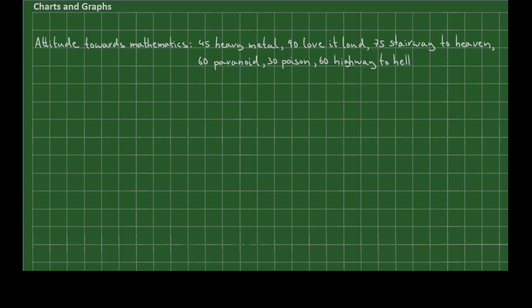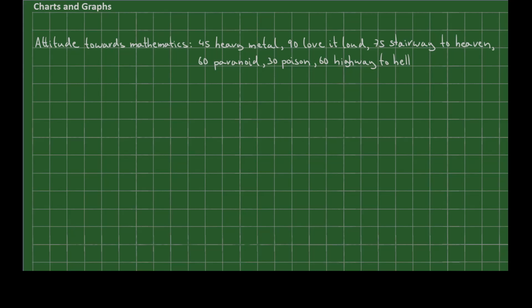Some of them think that mathematics is totally heavy metal. Others love it loud. Some think that mathematics is the stairway to heaven. Others think mathematics makes them paranoid. Some think mathematics is poison. And some believe that mathematics is a highway to hell. Bonus points to all of you who get the references here. How could we represent this data?